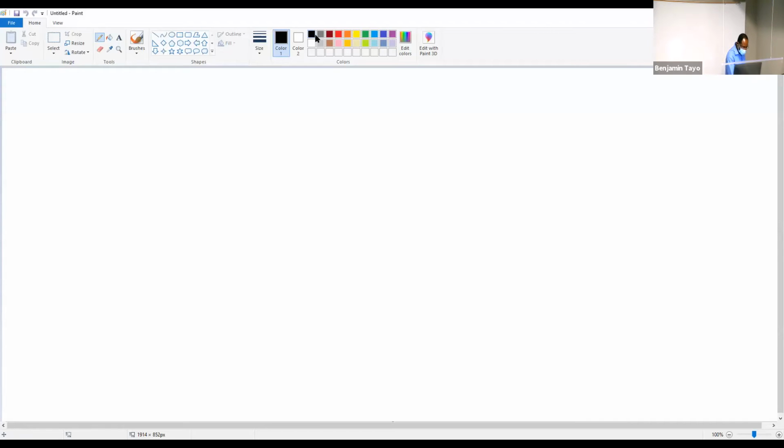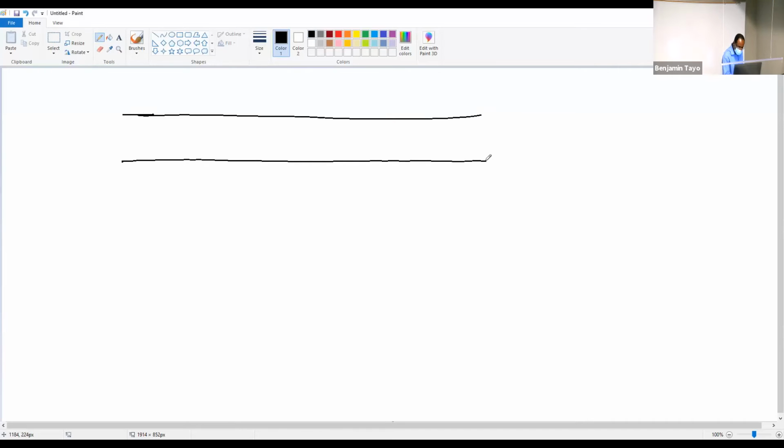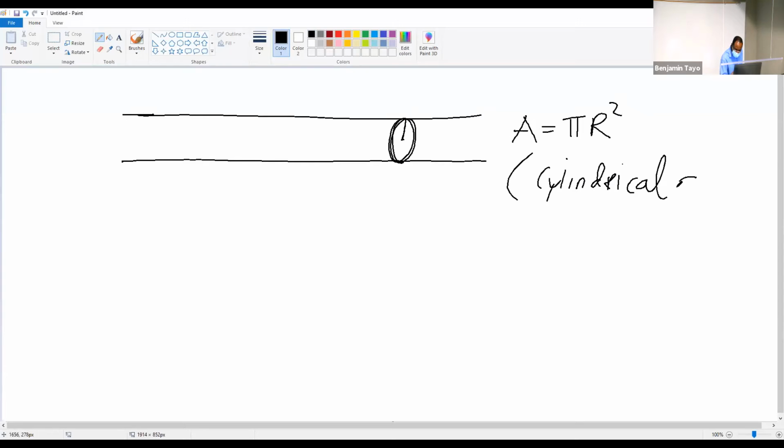So suppose that you have, think about this as a conductor. And this conductor has a cross-sectional area here. Now this cross-sectional area, if you remember, is equal to pi times the radius squared, where the radius is the distance from here to here. Remember, I'm talking about a cylinder here. Cylindrical. So we're looking at a cylinder. I'm looking at it from one side. So we have a cross-sectional area here.